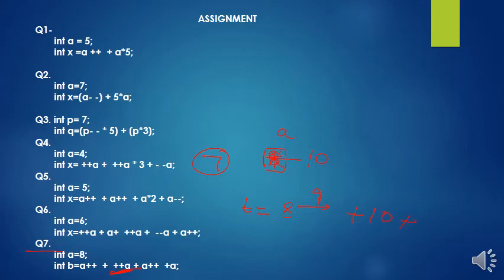Plus this one is what? Postfix increment means use then change. So it will first use the initial value, that is 10, and after that it will change the value, that is equal to 11. Then plus a means value of a is equal to 11. So value of b is equal to 8 plus 10 plus 10 plus 11, that is equal to 39. So b will store value 39 inside the memory.